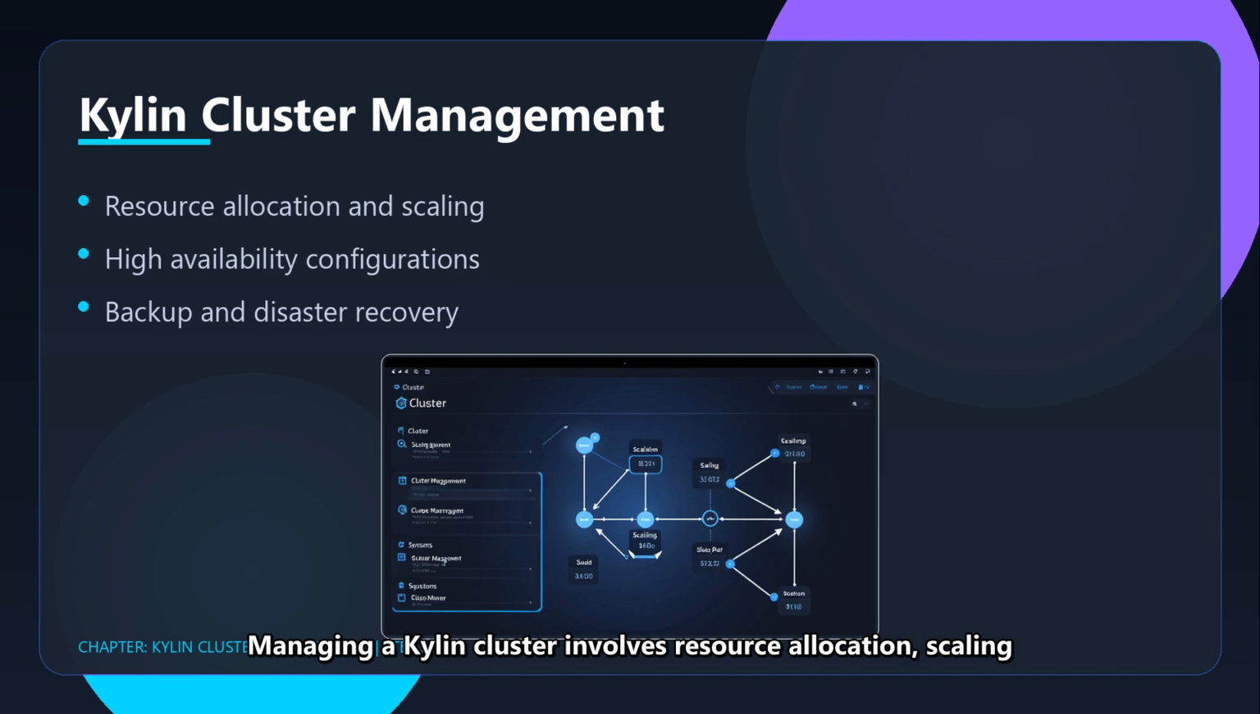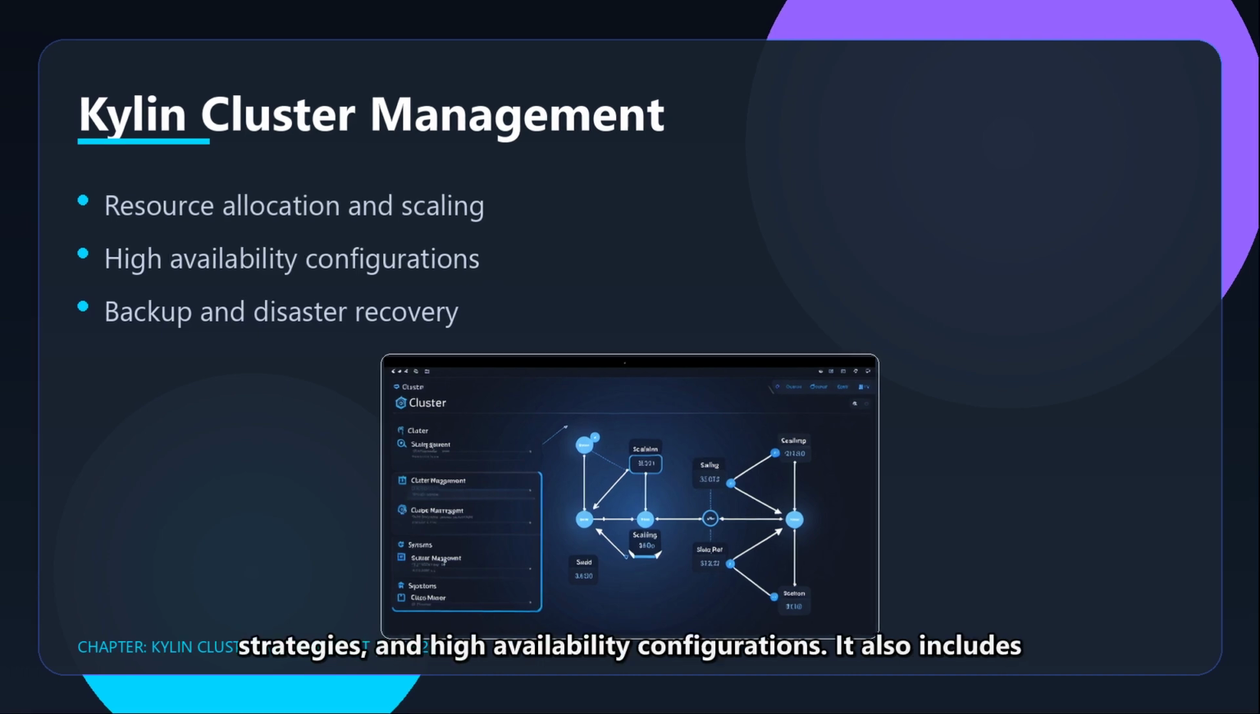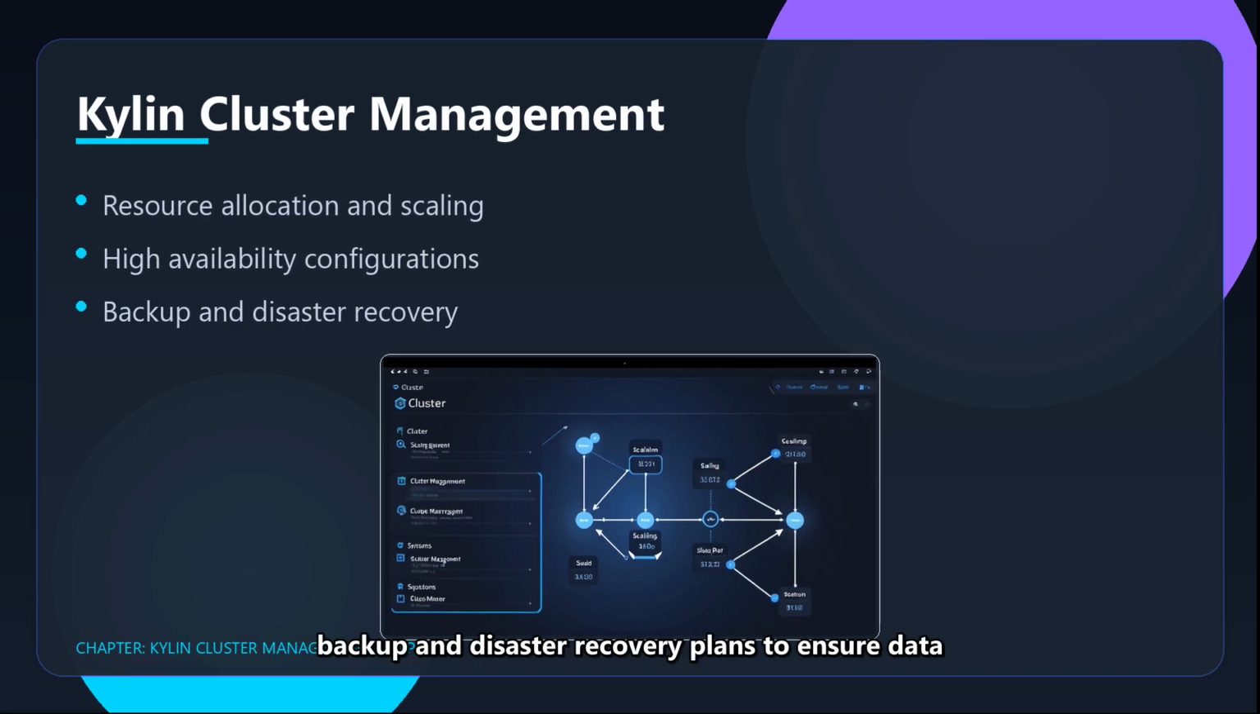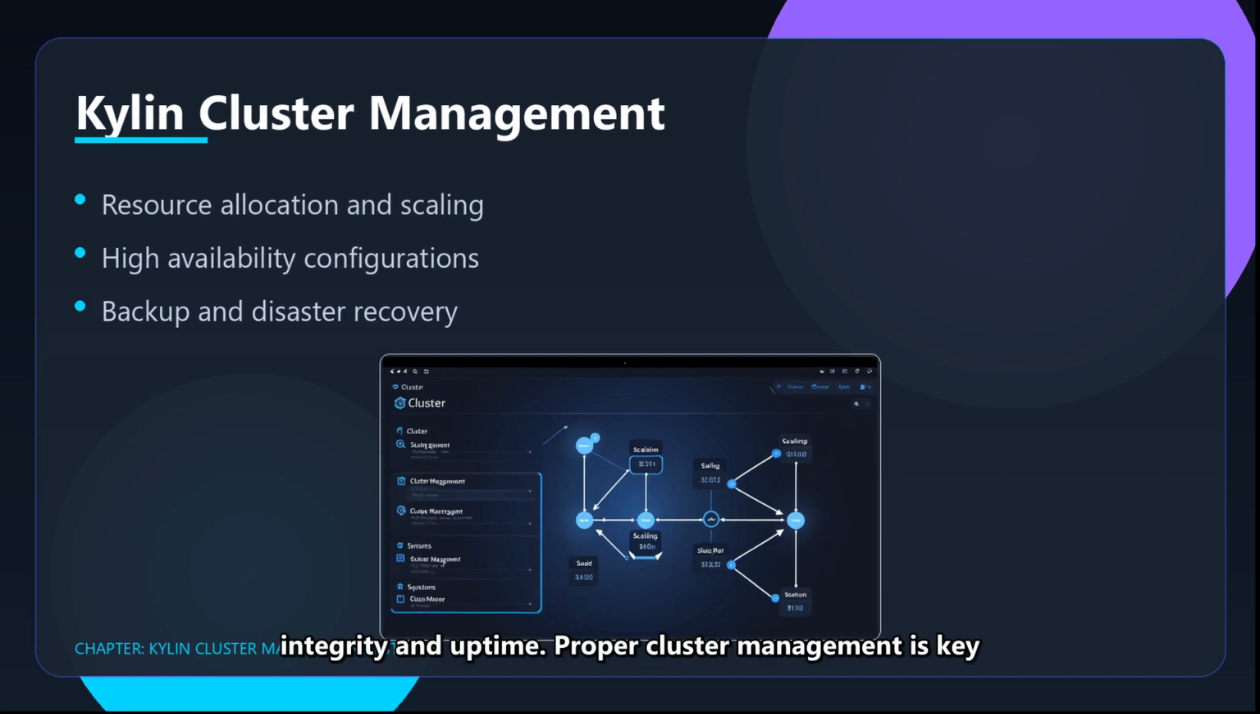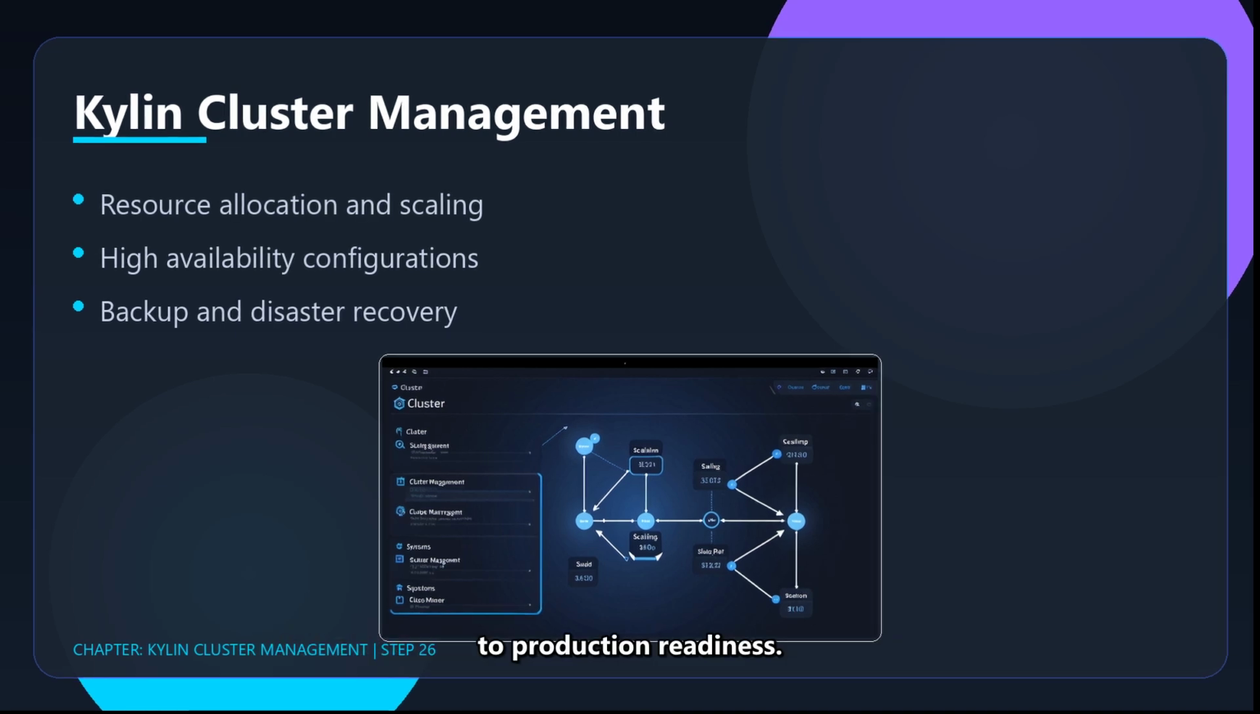Managing a Kylin cluster involves resource allocation, scaling strategies, and high availability configurations. It also includes backup and disaster recovery plans to ensure data integrity and uptime. Proper cluster management is key to production readiness.